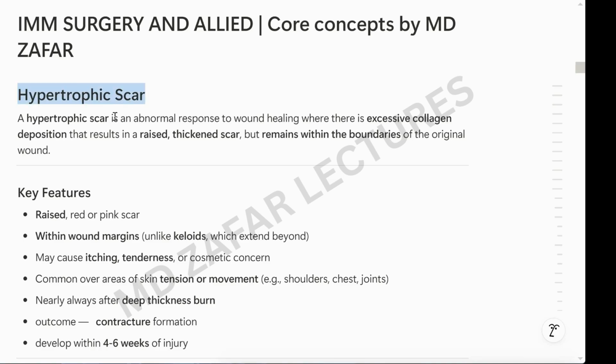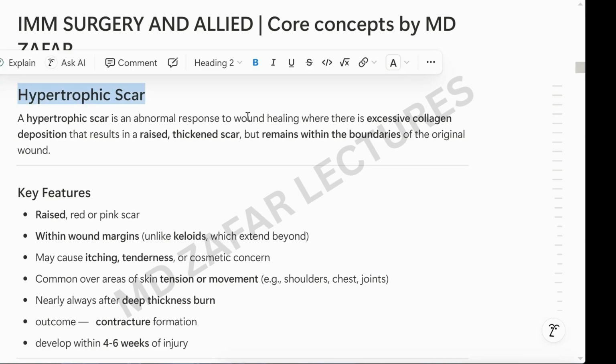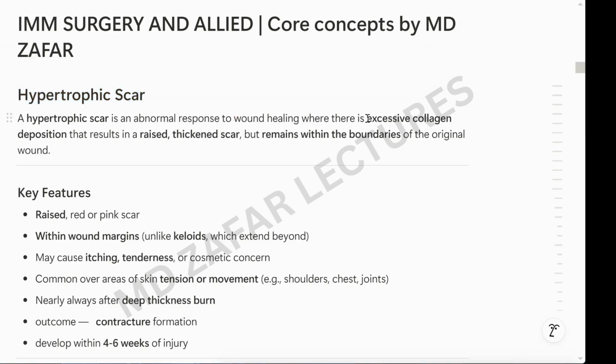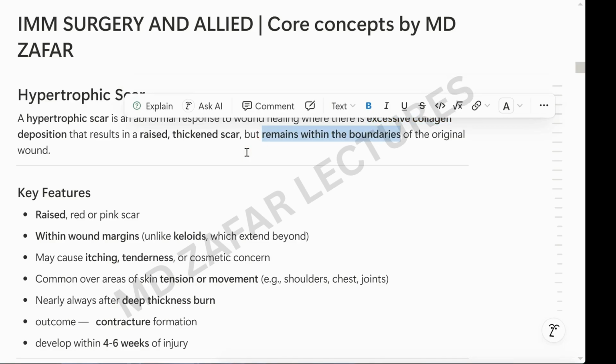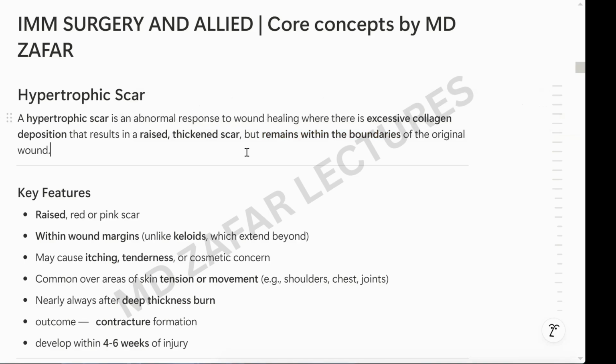A hypertrophic scar is an abnormal response to the wound healing process, followed by excessive collagen deposition. Now this is a very important point, which will result in a raised, thickened scar, but it will remain within the boundaries of the original wound. So this not only describes what a hypertrophic scar is, but it also explains the pathophysiology. I will talk about this in the pathophysiology.